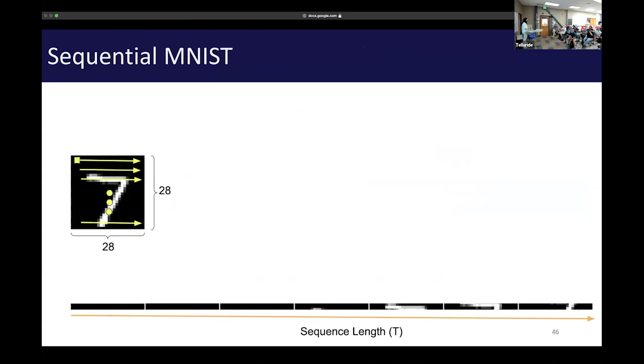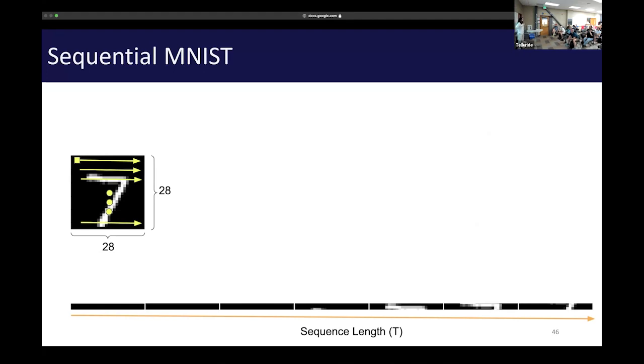Where it gets more interesting is on these tasks. This is where the videos I was showing before, sequential MNIST. So you show a single pixel at a time on this image, and it goes left to right, top to bottom. So this is what the sequence looks like, these handwritten digits. And then at the end of this sequence, you take the hidden state and you have to say what digit identity was this?